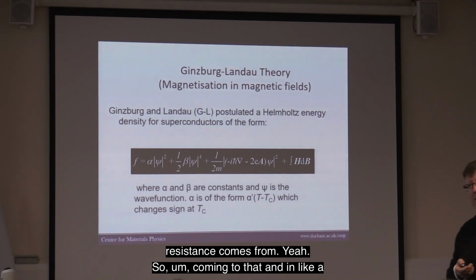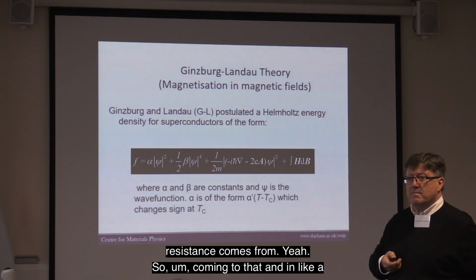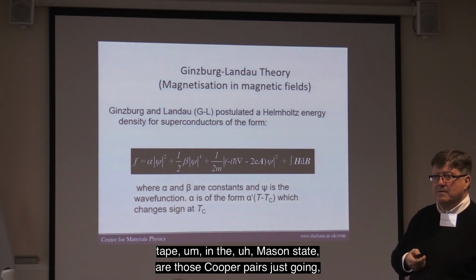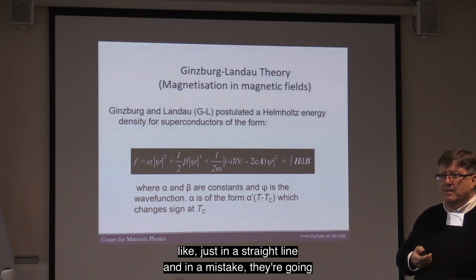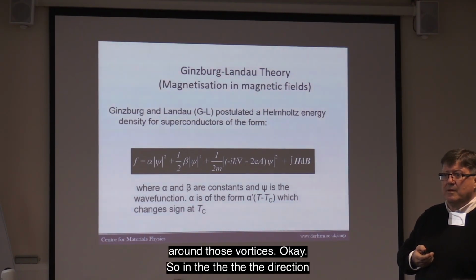Yeah. So, coming to that, in the Meissner state, are those pairs just going in a straight line, and in a mixed state they're going around those vortices?